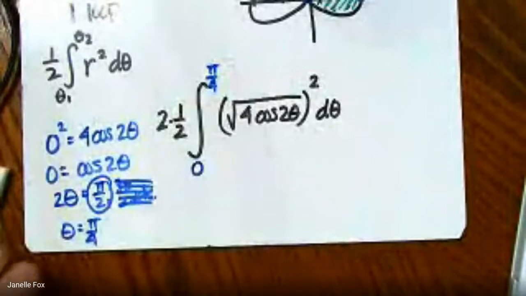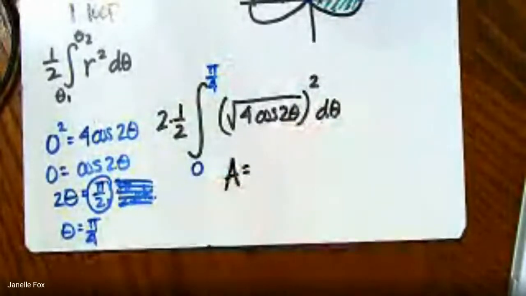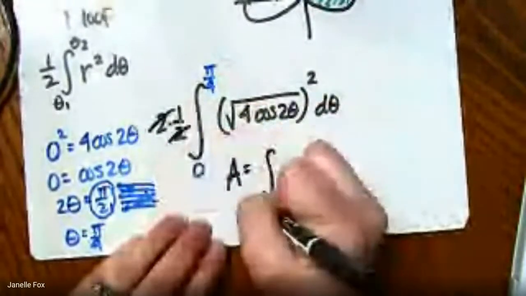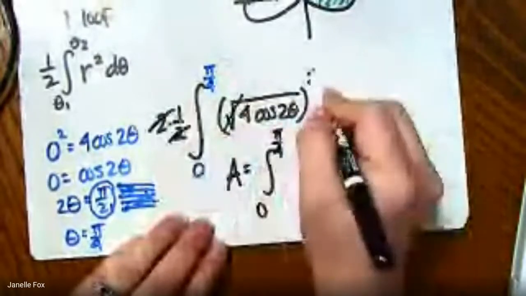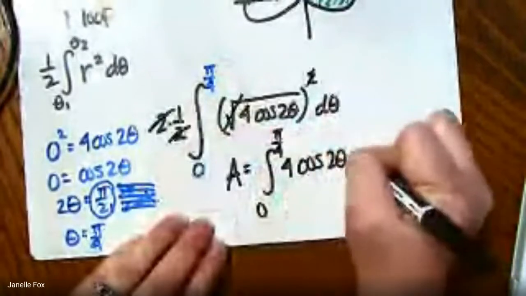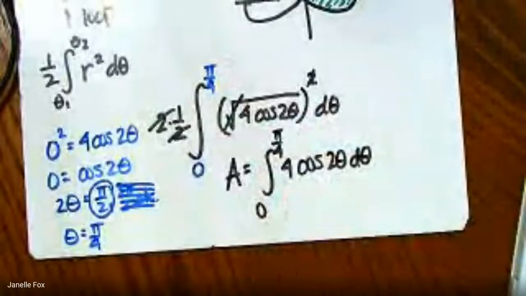I'm going to clean this up just the teensiest little bit. And so I get that the area is equal to, the 2 and the 1/2 cancel. I'm going to have the integral from 0 to pi over 4. And then the squared and the square root cancel. So it's just literally 4 times cosine of 2 theta d theta. I am not going to do any of these by hand. I'm literally just going to put them in my calculator.